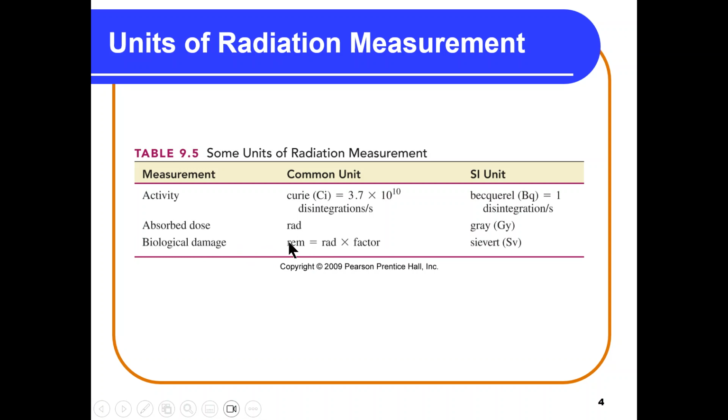And then we have the unit for biological damage, which is a function of the RAD, as you can see from this equation here. It's the RAD times a particular factor. This factor depends on the type of radioactive particle. I don't remember exactly what the numbers are, but the alpha particle will have a factor which is different from that of the beta particle, and so on. And the SI unit is the sievert, or Sv.